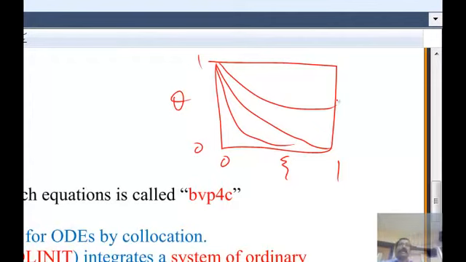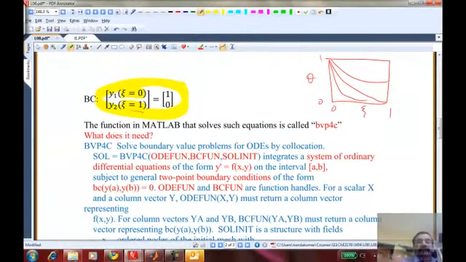And there's a whole class of programs like that, BVP5C, etc. BVP simply stands for boundary value problem. 4 stands for the order of the differential equation solver, how accurate it is. 4th order is lower accuracy than 5th order, for example. And C refers to the collocation method. It's a method. We are going to see these methods later on. So that is the name of the function that will solve such problems, like the fin.